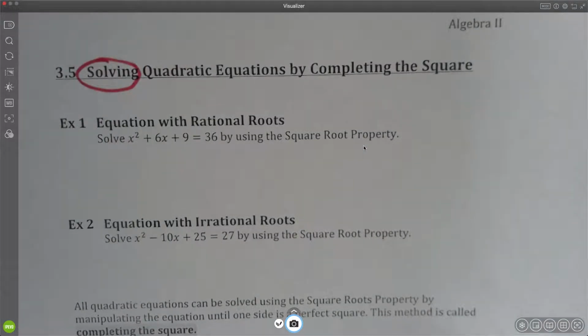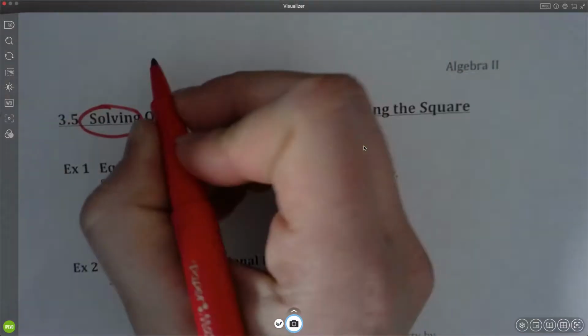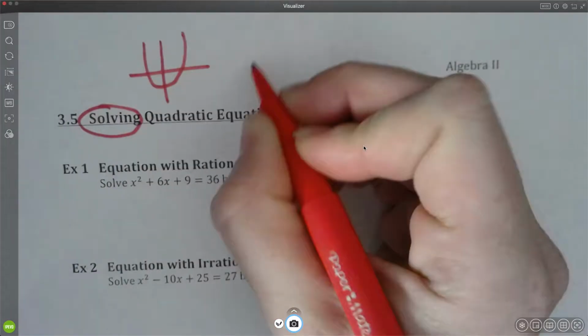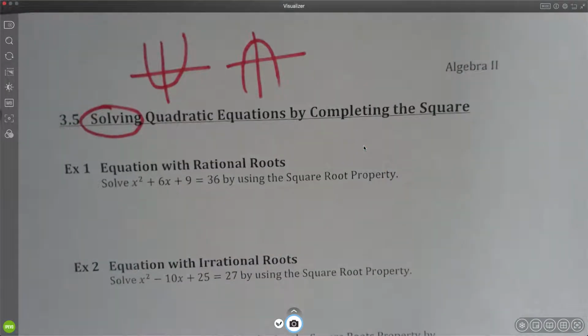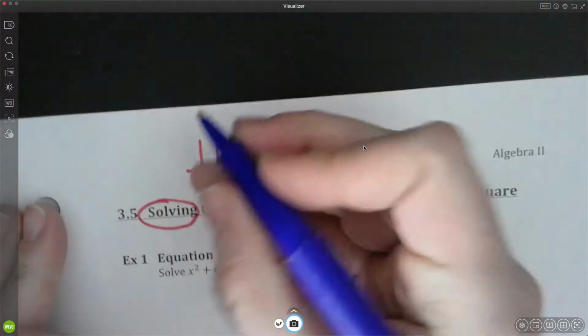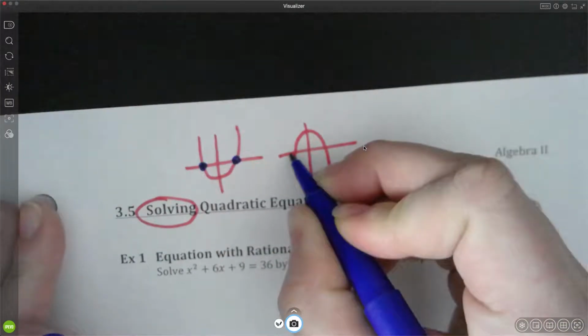Okay, so a quadratic equation, when you graph it, is going to look like a parabola. Maybe one of those, something like that, right? And when we're finding the solution, what are we trying to find? The zeros. The zeros, like these places. This is what we are looking for. We're looking for this guy, this guy, and this guy. That's what we're trying to find.